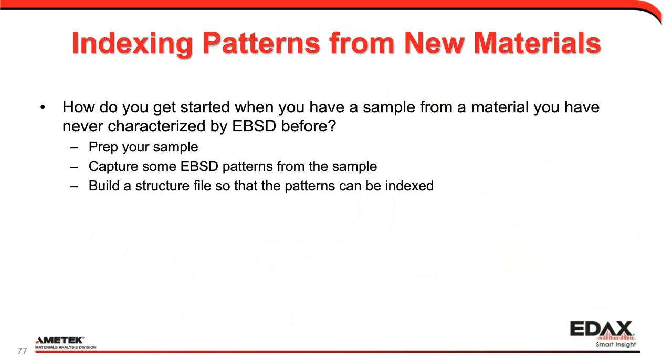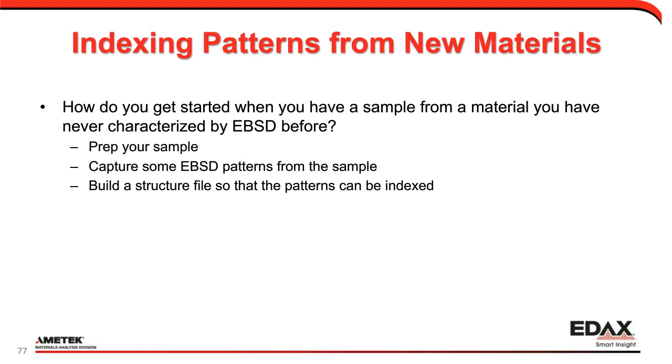Finally, the last thing I want to talk about is new structure files, new indexing patterns from new materials, because this is something that's been tricky for a lot of people for a long time. And the question is, how do you get started with a sample that you've never characterized by EBSD before? So of course you have to prepare your sample and get some patterns, but then you need to build what we call a structure file so they can be indexed.